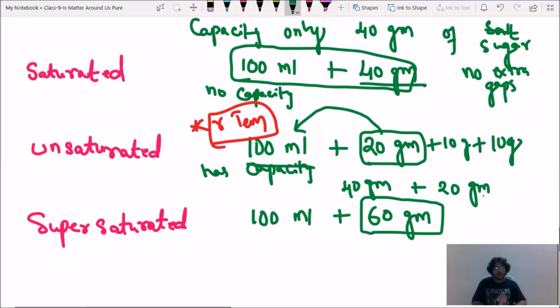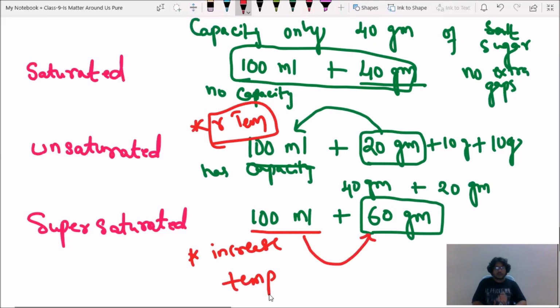Then what can we do? We can increase its temperature. So if you increase its temperature, automatically this 100 ml can dissolve 60 grams of sugar in it. It will have that much capacity to dissolve. Such types of solutions are known as super saturated solutions. Now it is clear, I think.